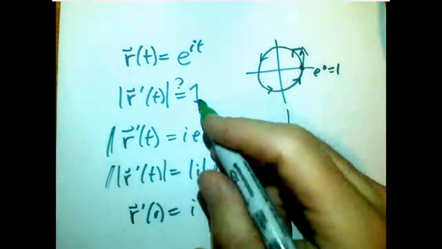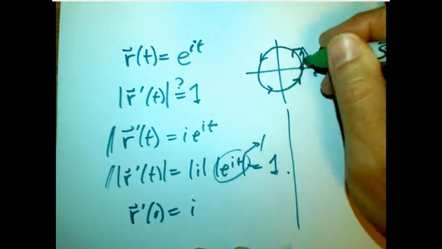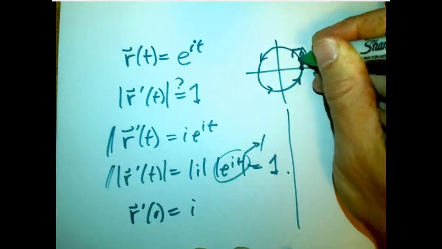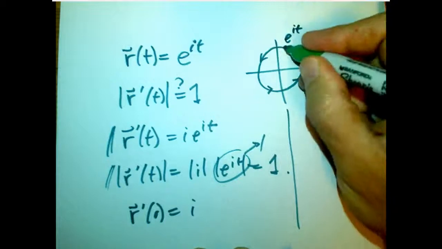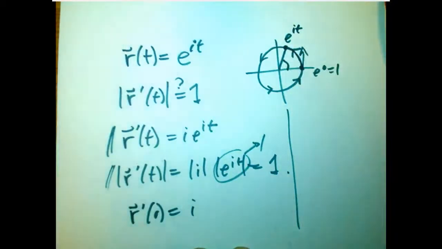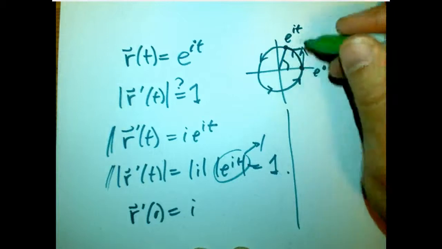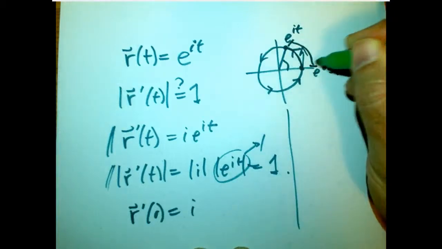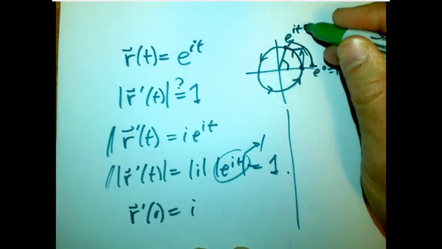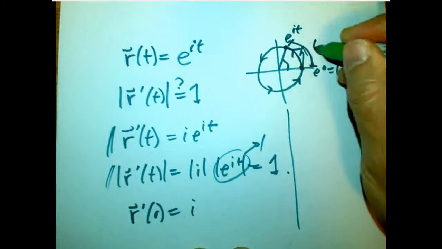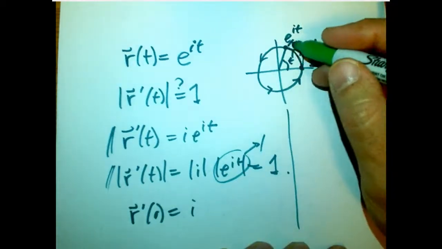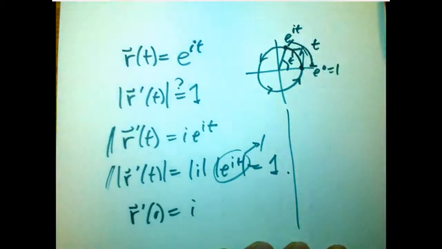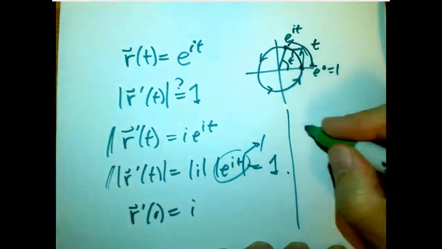If we're parametrizing the circle at speed 1, and I'm at e to the it, what angle is this in radians? Think about the definition of radians. How much arc length has been subtended? If I went for time t at speed 1, that's arc length t, so that's t radians. So this is the point in the plane at t radians on the unit circle.